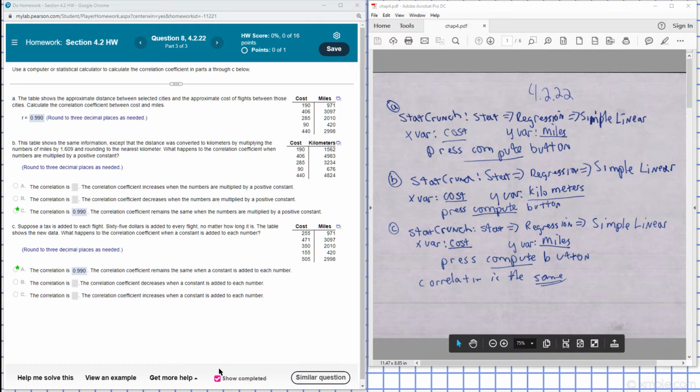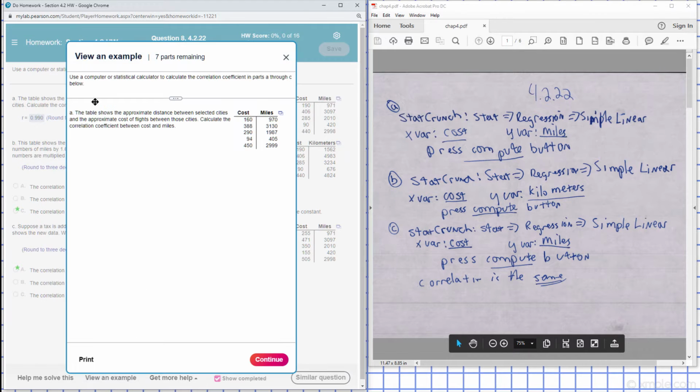This is chapter 4, section 2, problem 22. Let's look at one like it. Use a computer or statistical calculator to calculate the correlation coefficient in parts A through C below. The table below shows the approximate distance between cities and the approximate cost of flights between those cities. Calculate the correlation coefficient between the cost and miles.